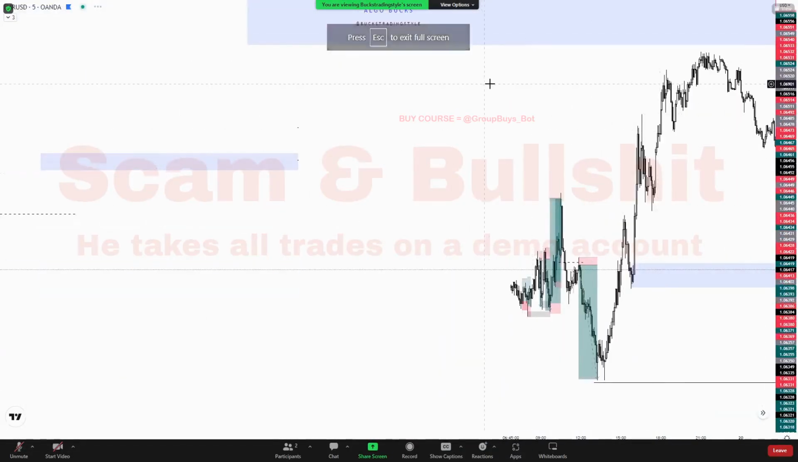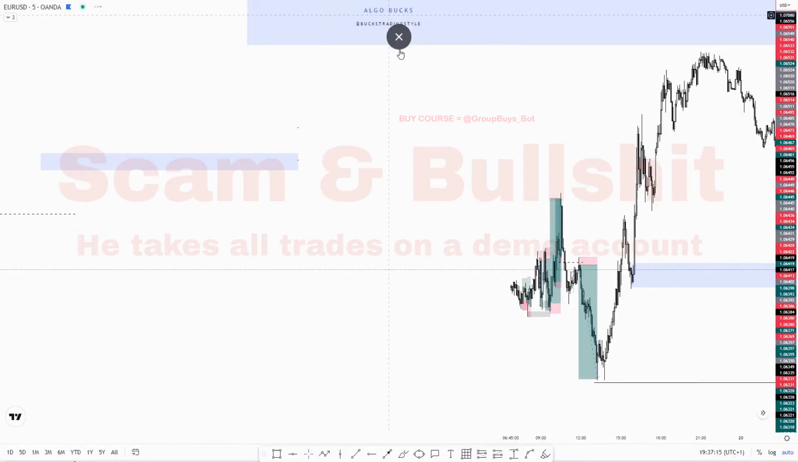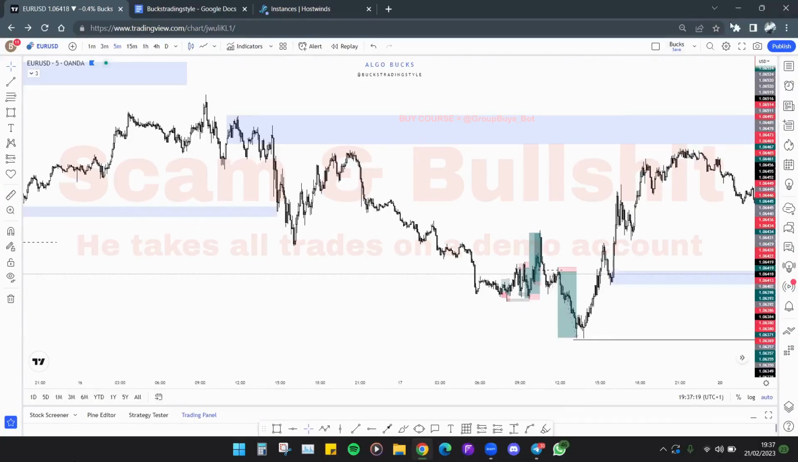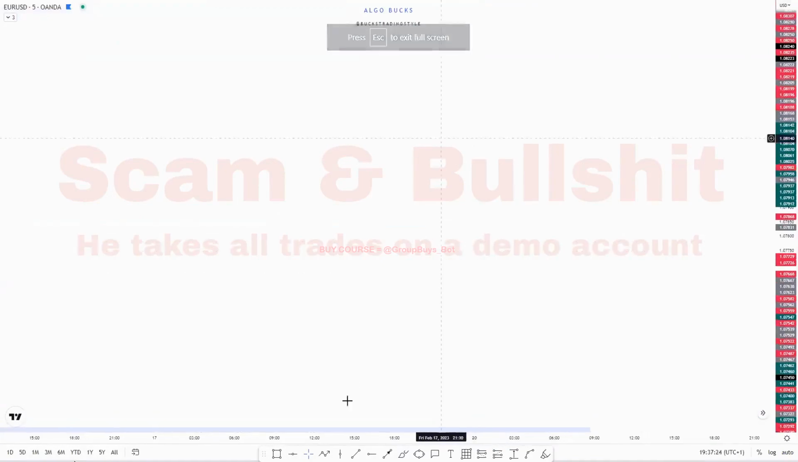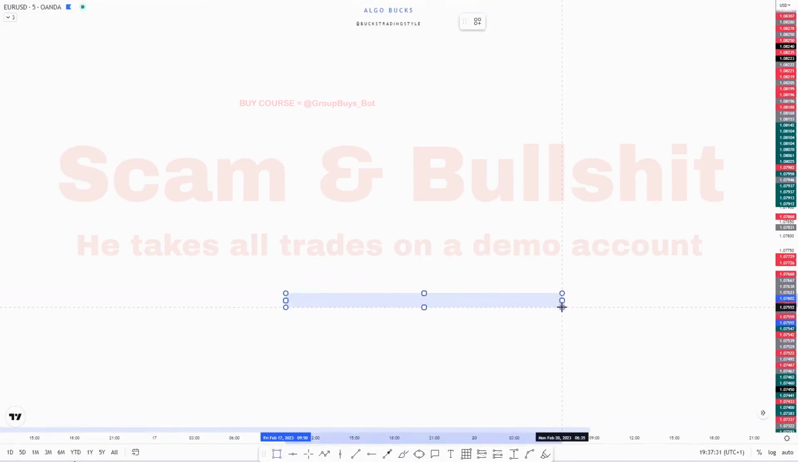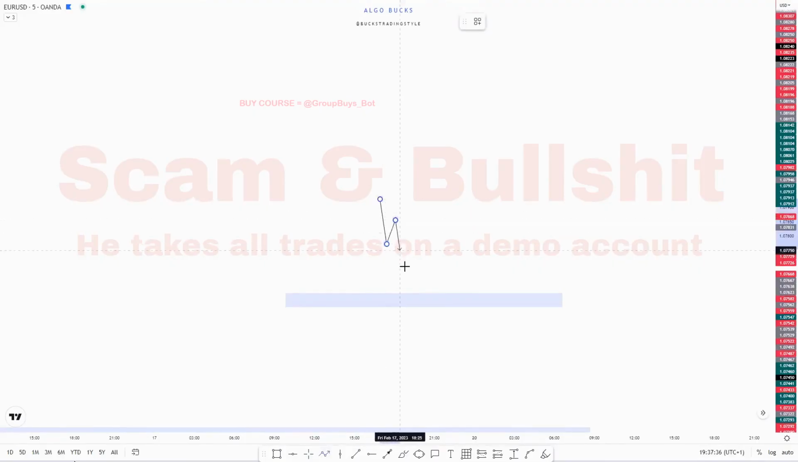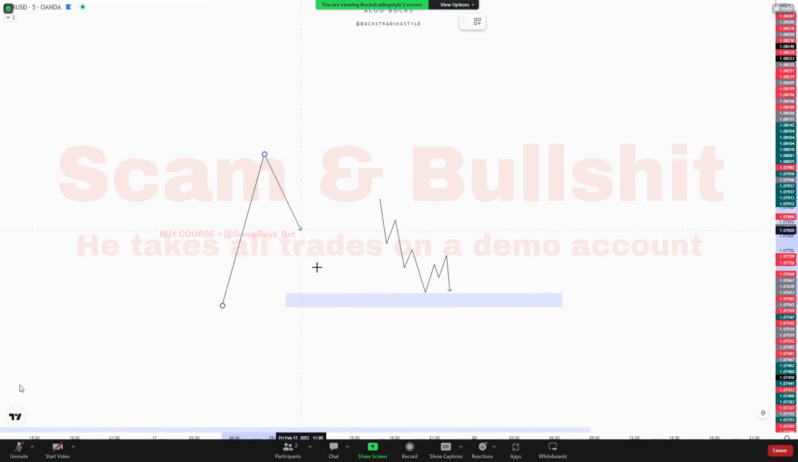So first things first, we have our demand zone right here. Then on the 1 minute time frame, we have all of these structure points. Then we have the delivery to take our trade right here. Then from the bigger time frame perspective, we had this.